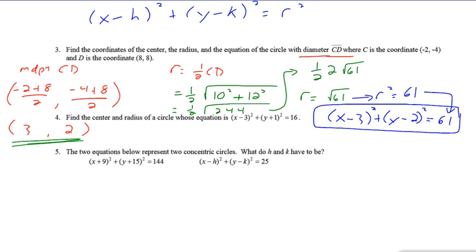Next problem, finding the center and the radius. Given the equation, the center is going to be the opposite of the x in here and the opposite of the y in there. The radius is going to be the square root of the number on the other side of the equation, which in this case is 4.